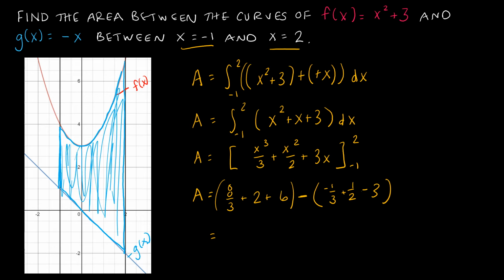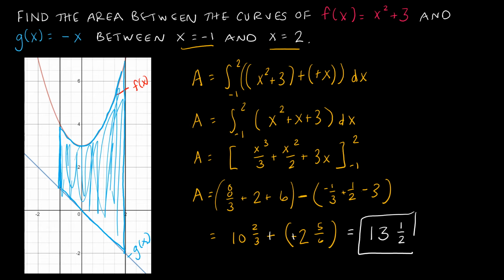And doing some simplification, my first expression gives me 10 and 2/3. My second expression, which I'm going to subtract, gives me -2 and 5/6. And remember, because I'm subtracting a negative, I'm actually adding. So my final solution is 13 and 1/2. Just as we did before, you can use your calculator to check this. I'm going to skip that in this video because there's already enough for us to go through together.